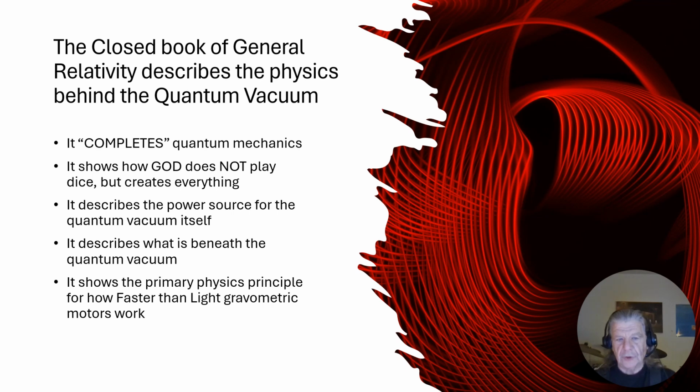This closed book of General Relativity describes the physics beyond or behind the quantum vacuum. It completes quantum mechanics. It shows how God does not play dice, but actually creates everything. This describes the power source for the quantum vacuum itself. It describes what's beneath the quantum vacuum. And it is showing you the primary physics principle for how faster than light gravimetric motors work.